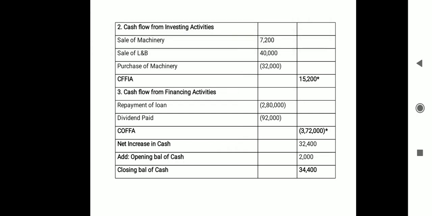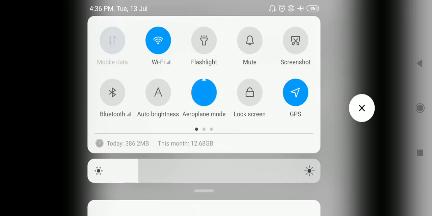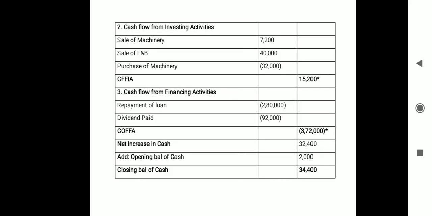I'm really sorry for this disturbance. Just give me 2 minutes, it's always better to avoid it. So this is airplane mode. Yes, now I can continue nicely.